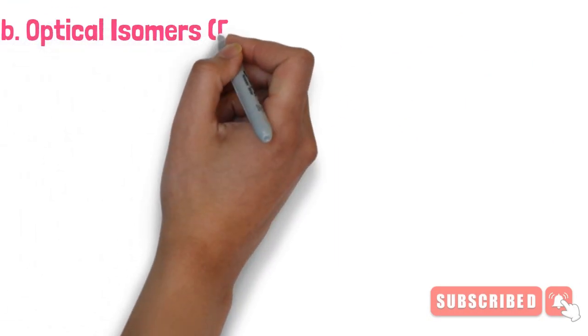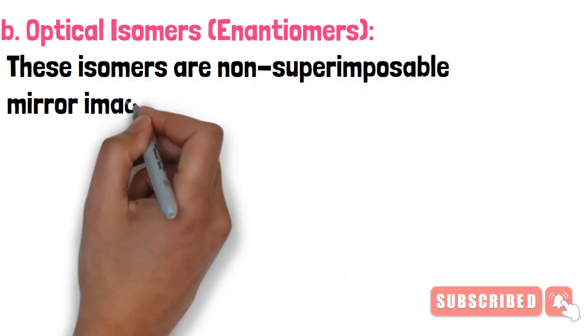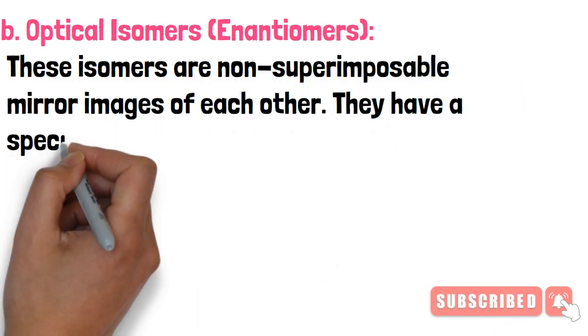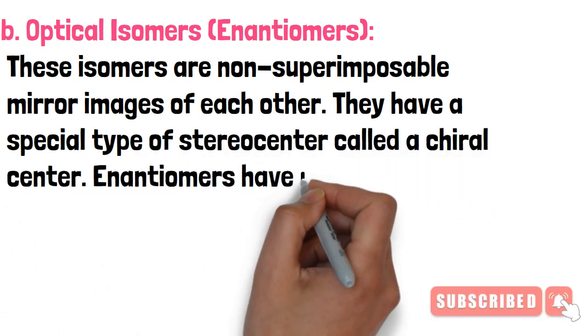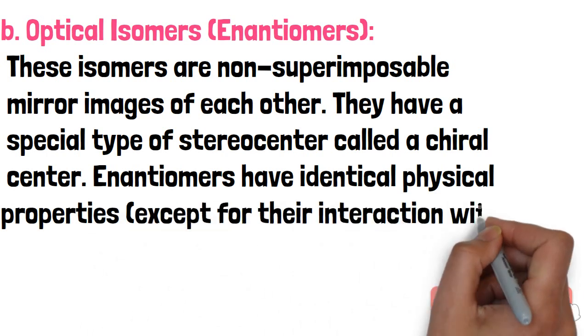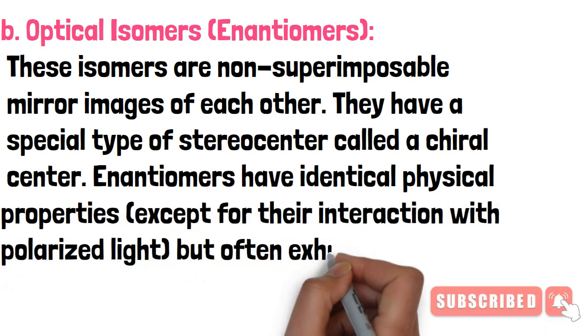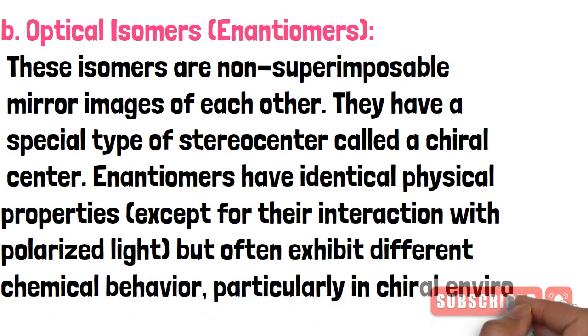B. Optical isomers, enantiomers. These isomers are non-superimposable mirror images of each other. They have a special type of stereocenter called a chiral center. Enantiomers have identical physical properties, but often exhibit different chemical behavior, particularly in chiral environments.